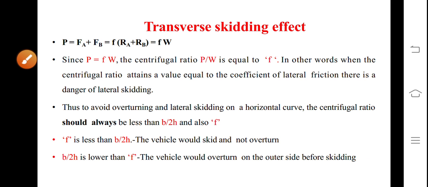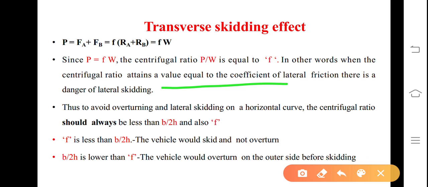Now the transverse skidding effect. P is equal to FA plus FB, that is equal to f times (RA plus RB), that is equal to f into W. So this W can be taken as reactions RA and RB because two tires are considered. Since P is equal to fW, the centrifugal ratio P by W is equal to f. In other words, when the centrifugal ratio attains a value of the coefficient of lateral friction, there is a danger of lateral skidding.